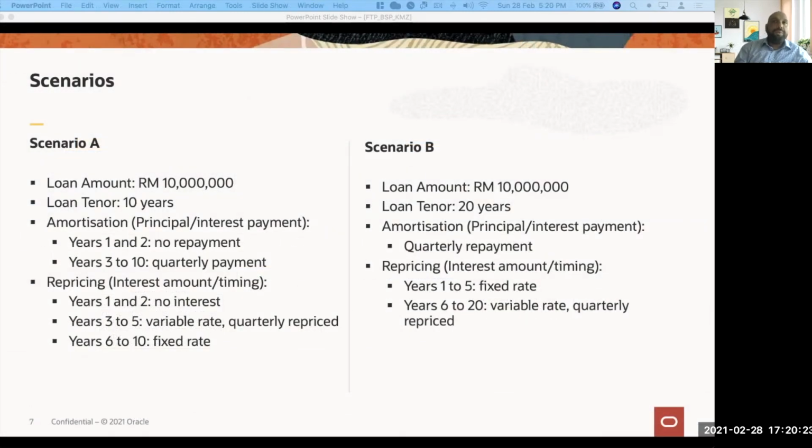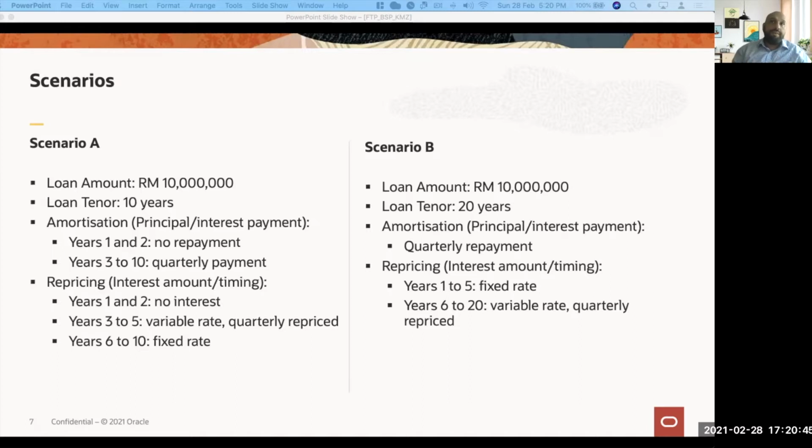I want to take you through the two scenarios given to us by the client. A couple of complexities around the amortization and the repricing. This meant we had to define these in the application. Amortization in this case refers to how the money will be recovered by the bank. That is the amount and the timing of the principal and interest payments.